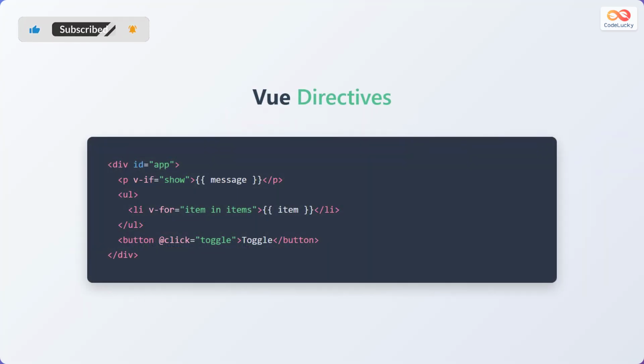Vue directives are special attributes that start with v- and provide reactive behavior to HTML elements. The v-if directive conditionally renders elements based on a Boolean expression. Here it shows the paragraph only when show is true. The v-for directive creates a loop to render a list of items. The @click directive, which is shorthand for v-on:click, handles click events. These directives make it easy to create dynamic, interactive user interfaces without writing complex JavaScript code.